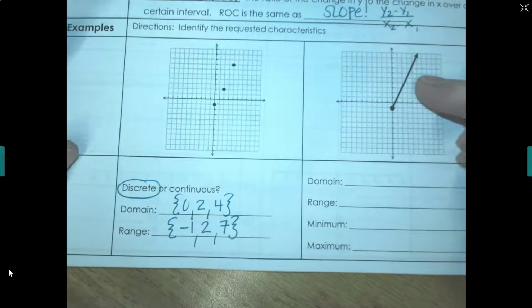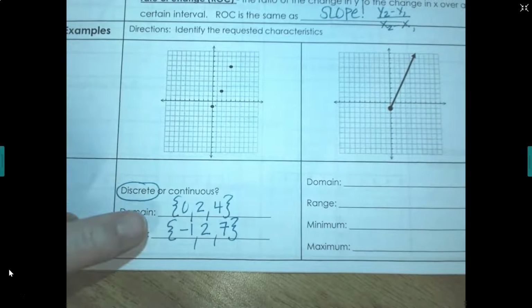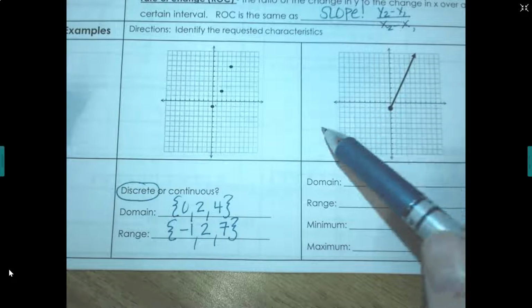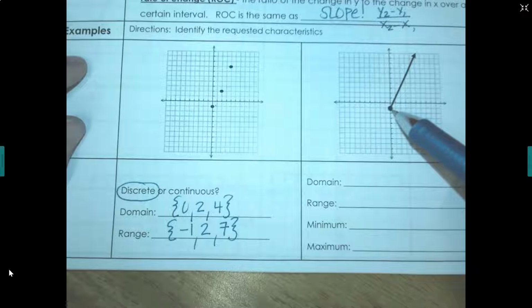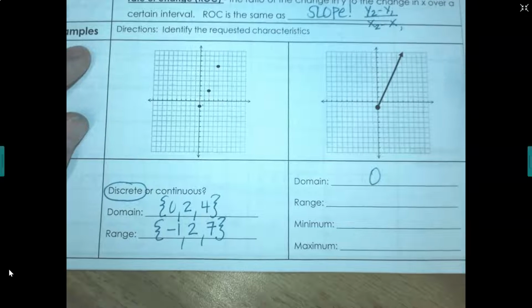But if we look at this graph, it is continuous because it's connected by a line. Okay, we can't name all of the x values and all of the y values, so we have to use inequalities. So my domain is from the left to the right. So the left-hand side of this graph is where x is 0. So I'm going to put where x is 0.